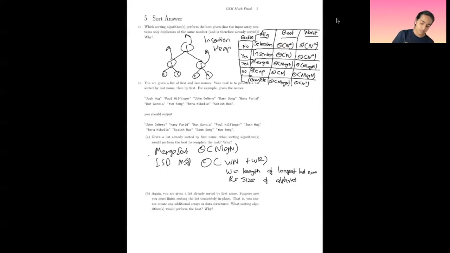So these are basically the correct answers, because you want a stable sorting algorithm and you want it to run the fastest. So these two would be the best case. And yeah, going on to B. You're given a list already sorted by the first name. Suppose now you must finish sorting the list completely in place. That is, you cannot create any additional arrays or data structures. What sorting algorithm would perform the best and why?